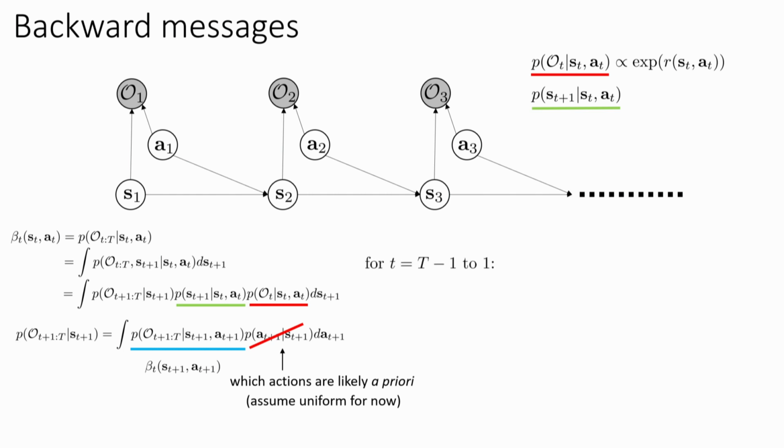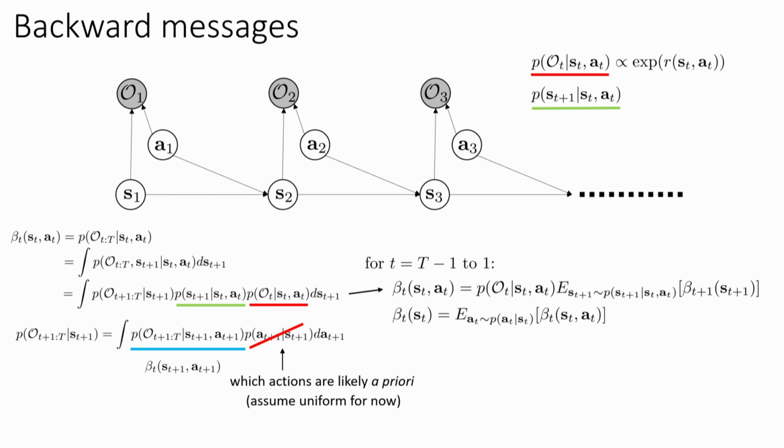OK, so here's the algorithm. From time step capital T minus 1 to 1, express your beta_t(s_t, a_t) as your probability of optimality. So that's this thing times the expectation with respect to the next time step. So that's accounting for this thing that I'm going to call beta_{t+1}(s_{t+1}), which is this term right here. And then calculate your state-dependent message by taking its expectation under your action distribution. So that's this thing right here. So calculate the state action message, calculate the state message, go one step backwards, and then calculate the state action message for the previous time step using the state message from the next time step. And then just keep going until you hit time step 1, and then you're done. Then you've got all the backward messages.